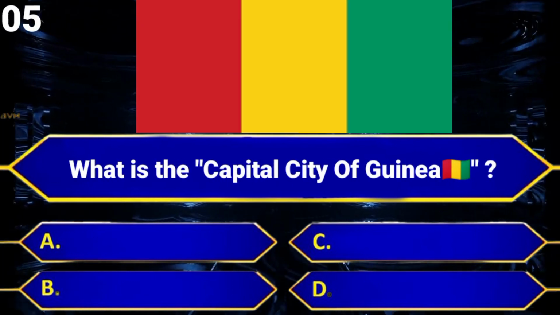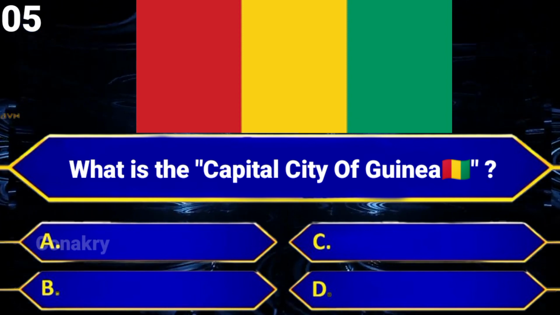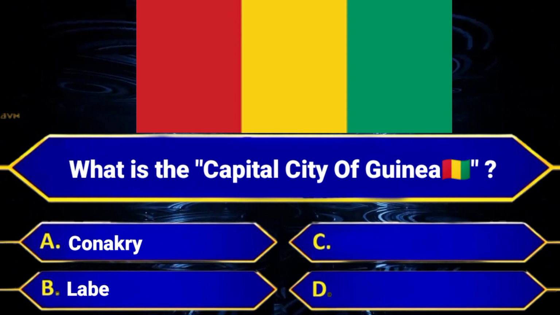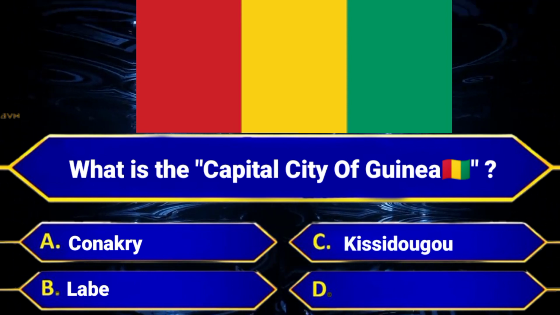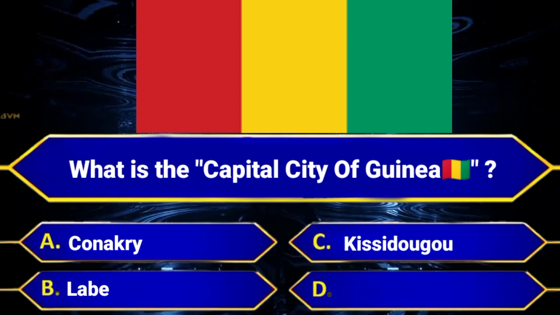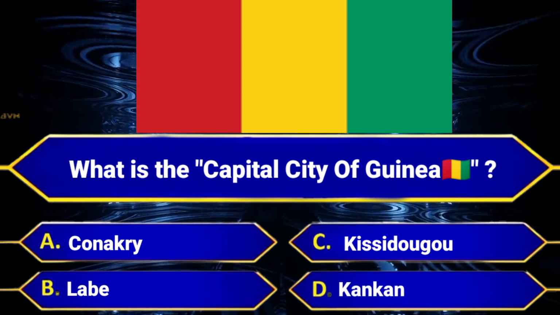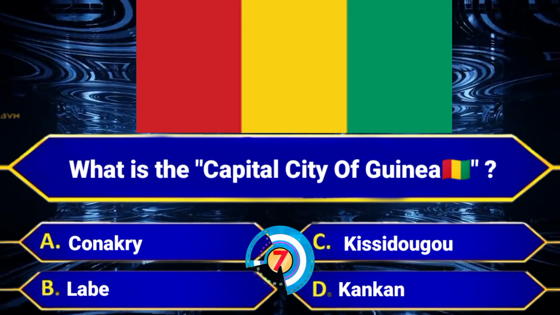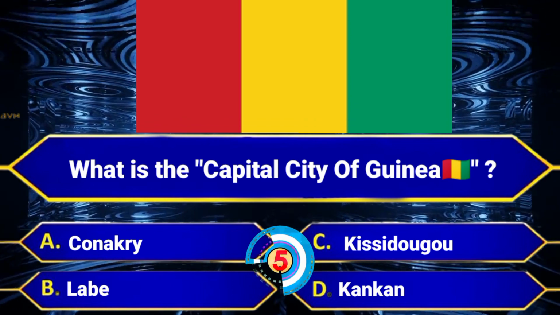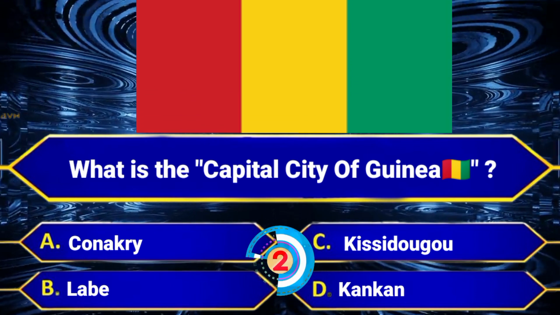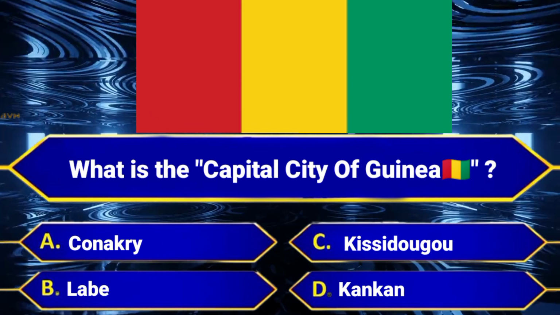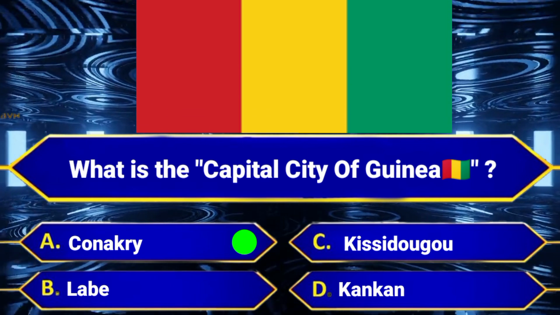What is the capital city of Guinea? Option A, Conakry. Option B, Libé. Option C, Kissidougou. Option D, Kunkan. Answer is option A, Conakry.